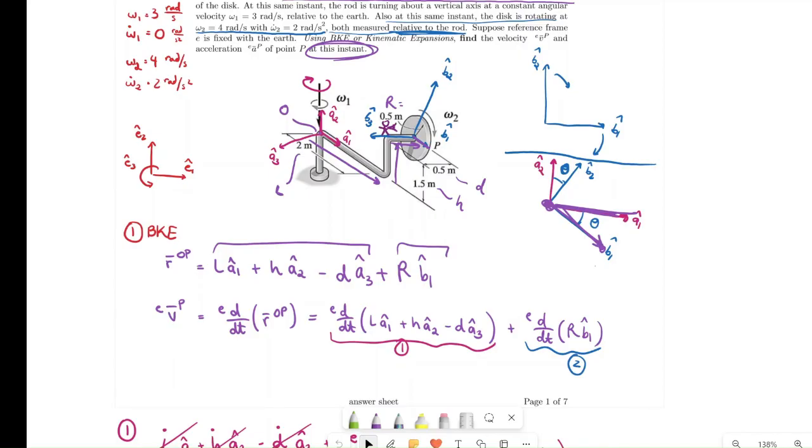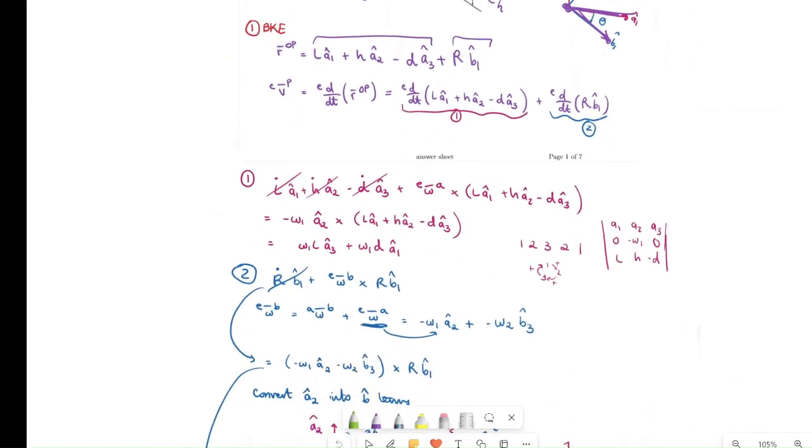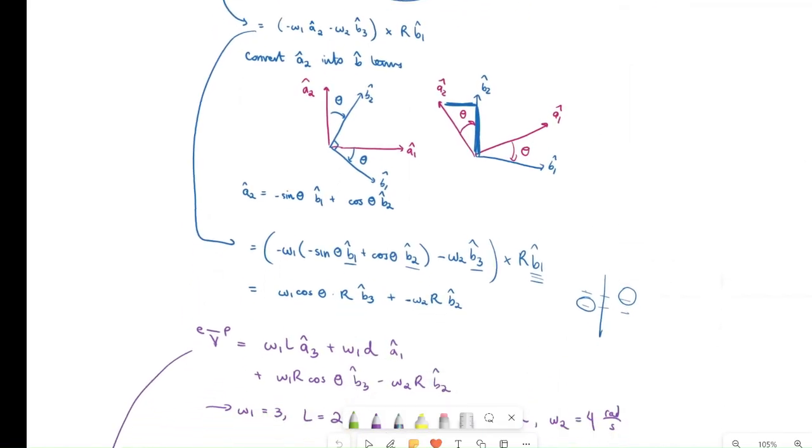When we apply BKE, the first thing you do is find a point that is fixed in the ground frame, or the frame you're interested in finding the velocity with respect to, which in this case was the Earth frame. And we find an expression for the position from that fixed point to the point of interest, which is point P. And we wrote that in terms of the A and B frame. Then we performed BKE and did all this math to get this final result.